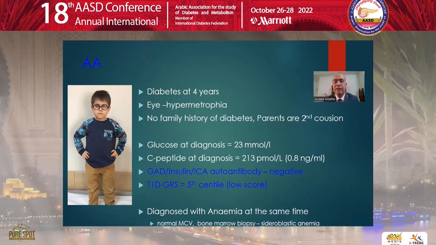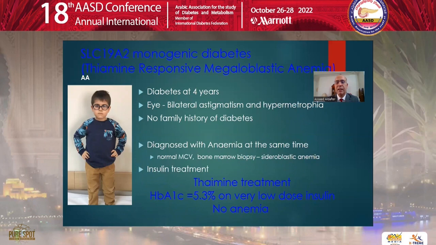Simultaneously he had been diagnosed with anemia, normal MCV, and bone marrow biopsy showed sideroblastic anemia. Thiamine treatment was given for his anemia, and his anemia corrected completely. HbA1c became 5.3 on a very low dose of insulin. So this is monogenic diabetes, meaning a single gene mutation. It causes diabetes and, like in this condition, anemia, or maybe cardiac events or whatever.